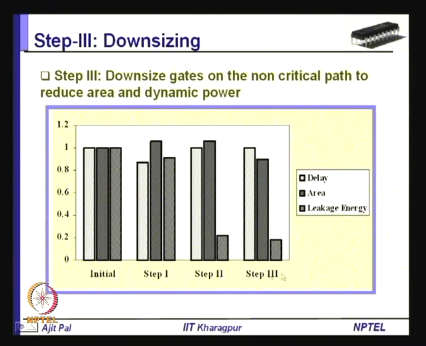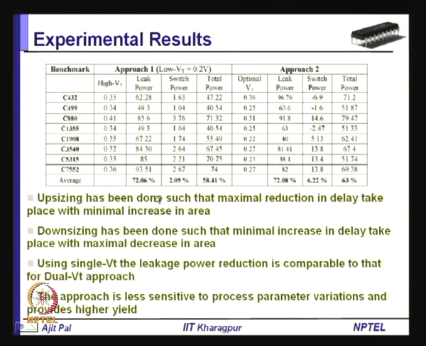So, ultimately we get a plot like this. We find that, so far as the delay is concerned, it is the same as the original circuit. So, there is no compromise in performance, but because of downsizing of a large number of gates on the non-critical path, the area has reduced, and the leakage power has also reduced by a smaller amount from the previous value because of the reduction in area. So, at the end of step 3 we get a circuit which has the same performance as the original circuit, but significantly lesser leakage power dissipation, and that too is achieved by using a single threshold voltage. So, this is the comparison.